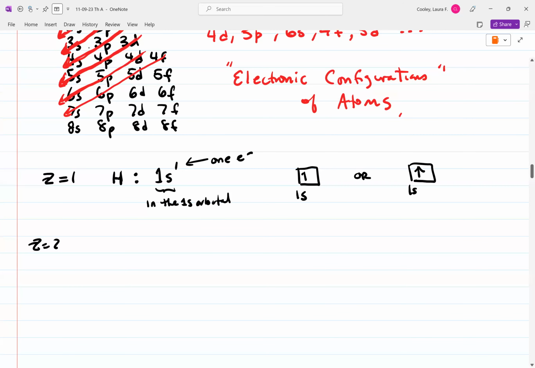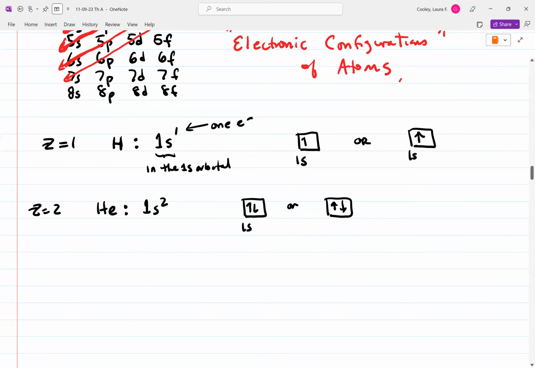So Z equals 2, we have helium. Now we can put 2 electrons in each orbital, so its electronic configuration is 1s2. In the box form, we would write it this way, or you could use full arrows if you want. It doesn't make any difference.